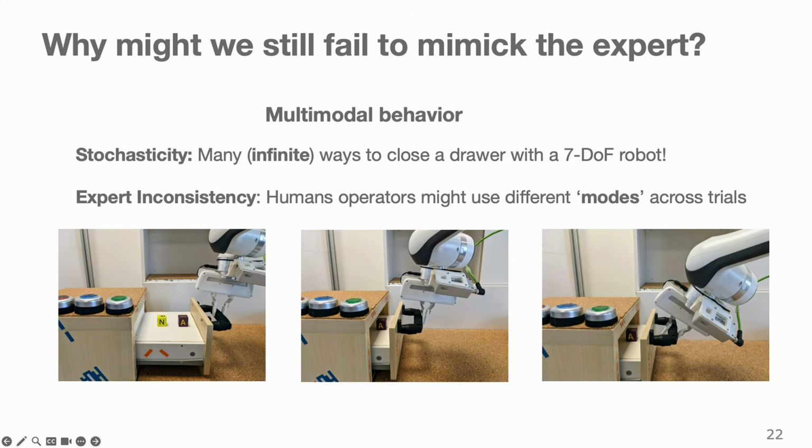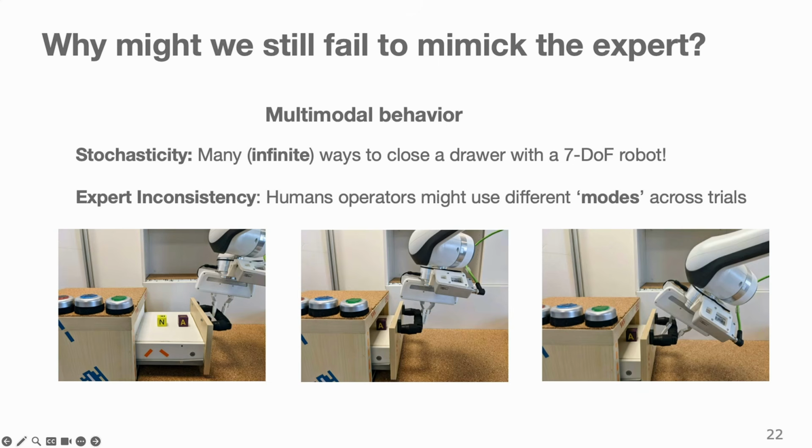Even if we have perfect data, a big problem is multimodal behavior in the data. Imagine that we want to close this drawer, as we discussed in the first lecture. First of all, if you have redundancy in your robot joints, there are multiple ways you could achieve the same pose with the end effector. And for the task itself, there are also an infinite number of ways you can reach the handle and push it in, right?